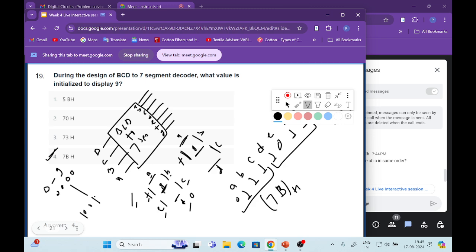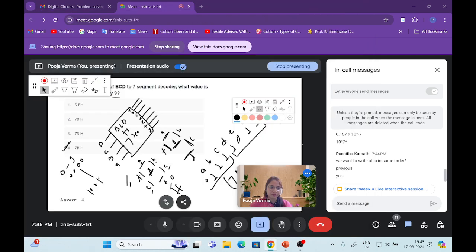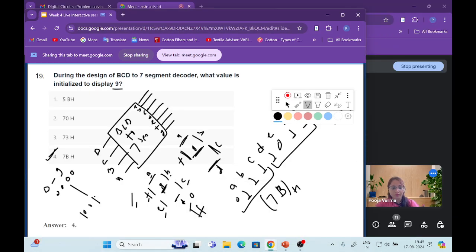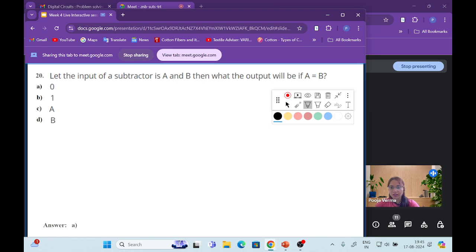So whatever number we want to represent, the 7 segment decoder displays the decimal digit. Here the decimal digit is 9. How can we display the 9? By these, so A, B, C. We have to write in this order only. Here the output is also A, B, C, D, E, F, G. Are you getting it? Okay, so moving to the next question.